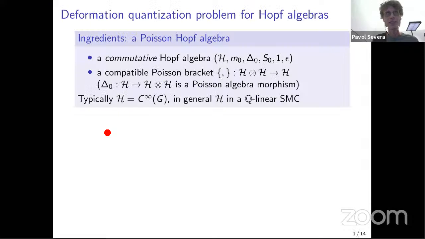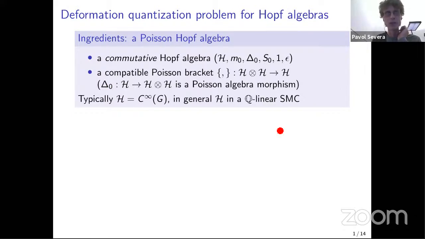So what is a Poisson Hopf algebra? Well, you should just imagine the algebra of functions on a Poisson group, but formally speaking, it's a commutative Hopf algebra, which has also a Poisson bracket and which is compatible with the coproduct. So the coproduct is a morphism of Poisson algebras.